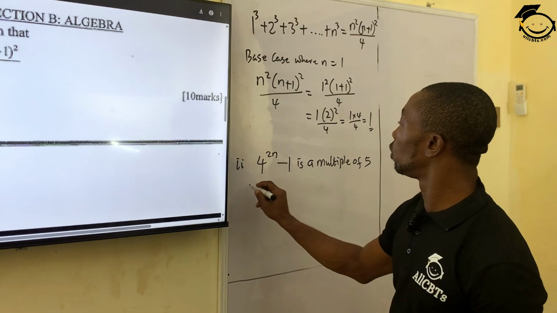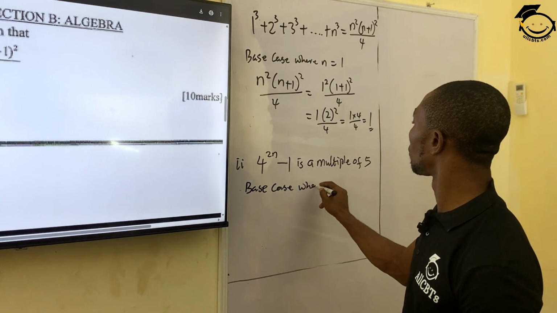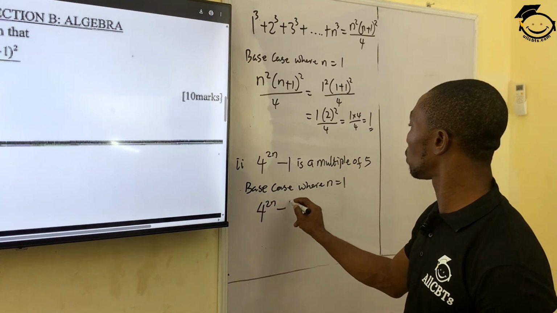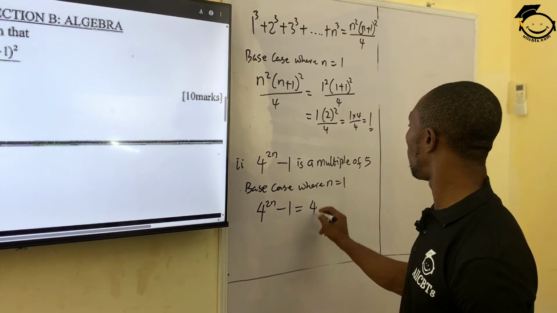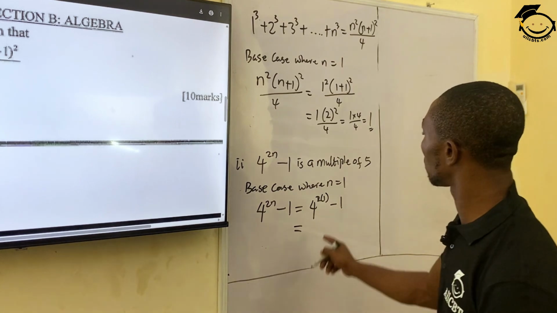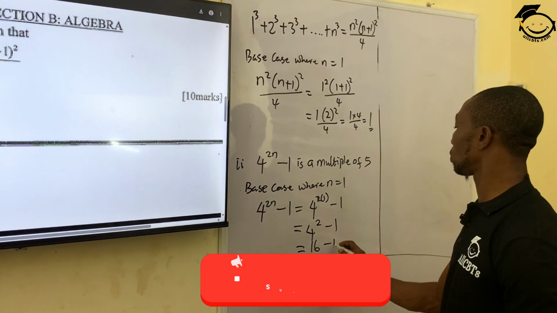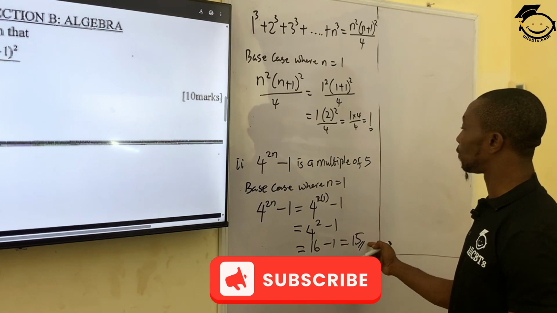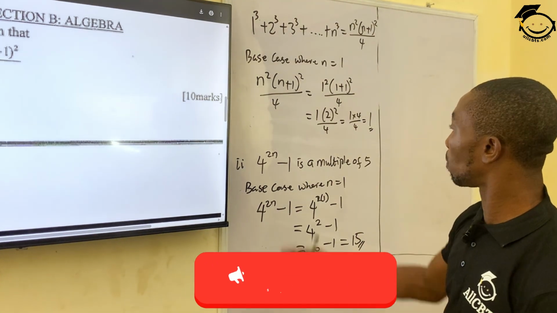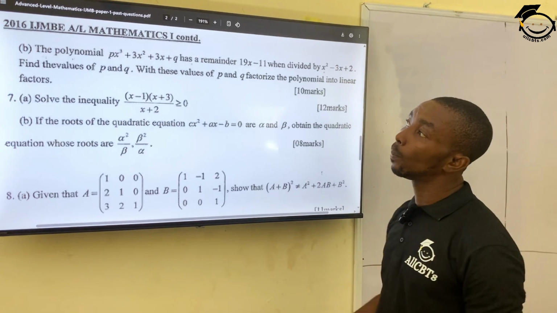Now, let's see. Using our base case also, where n equals 1, this becomes 4 raised to power 2 bracket 1 minus 1. This will give us 4 raised to power 2 minus 1. 4 raised to power 2 is 16 minus 1, which will give us 15. And 15 is a multiple of 5. So for each of these cases, we can see that by mathematical induction, we have proved that these cases are true.